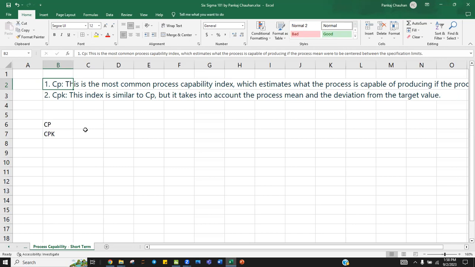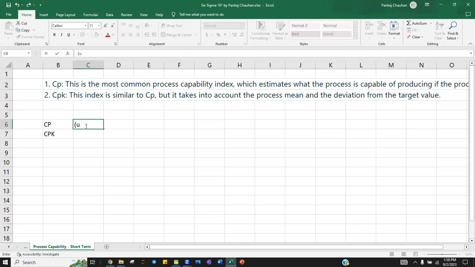The formula for Cp calculation is equal to USL, which is the specification limit on the upper side, minus the lower specification limit. And if you divide this by 6 times the standard deviation, you will get the Cp value.